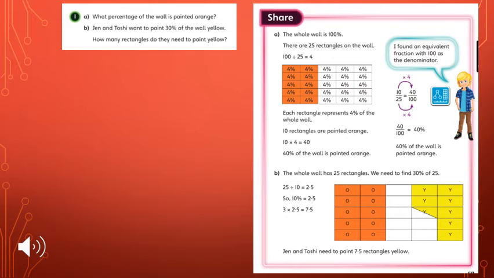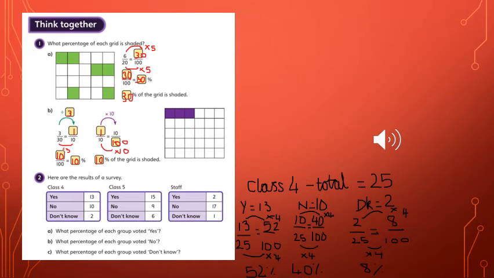So 10% is 2.5. So to make that 30%, I'm going to times it by 3. So 3 times 2.5 is 7.5, which means that Jen and Toshi need to paint 7.5 rectangles in yellow. Let's have a look at the think together.